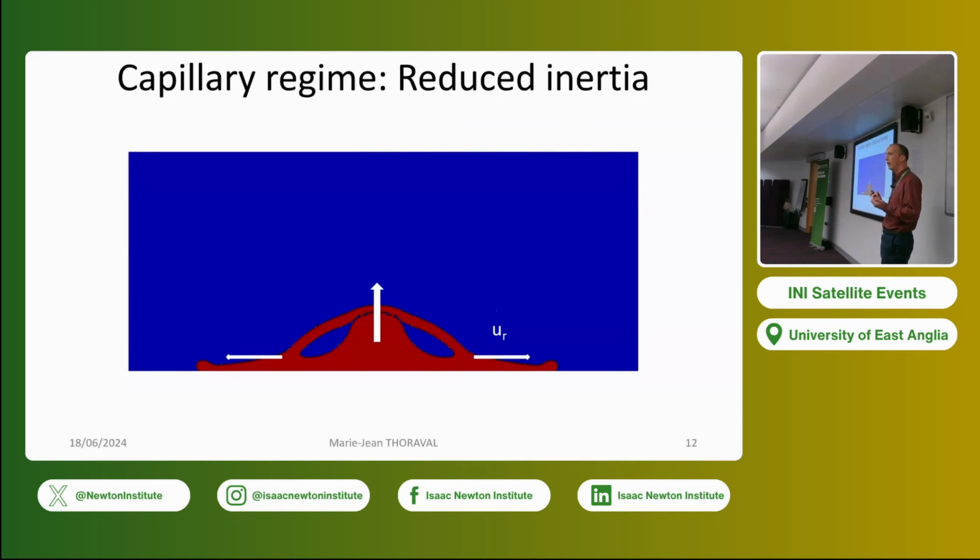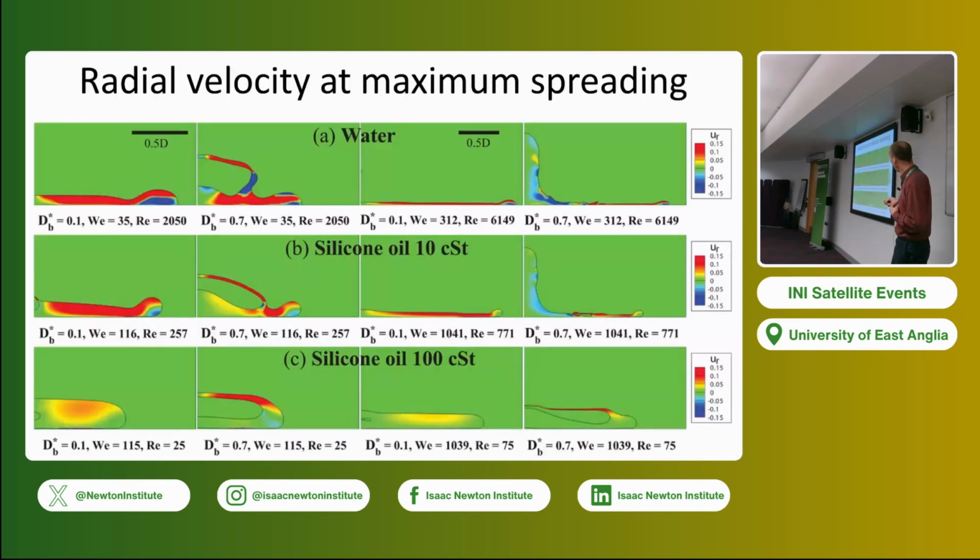And we have seen already that the dynamics is very different. Not all the inertia is going to the spreading of the drop. And we have some of the liquid that is going inside the jet at the center. So we can characterize this effect by looking at the radial velocity distribution at the time of maximum impact. And we measured the volume of liquid that has a positive radial velocity at the time of maximum spreading.